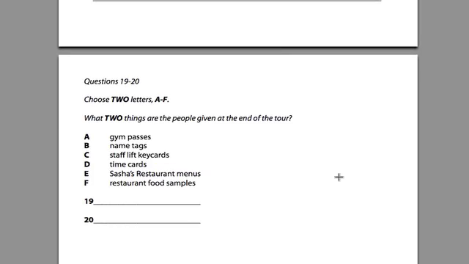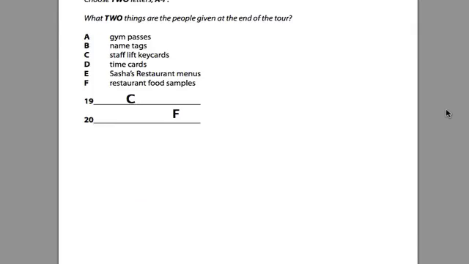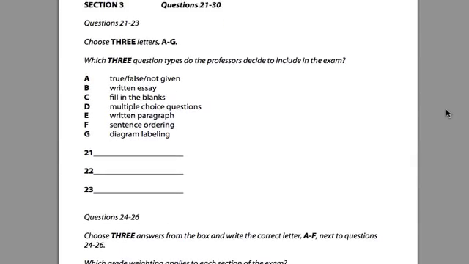And then he says going down to try some samples at Sasha's restaurant. So the correct answers here would be staff lift key cards, letter C, and F, restaurant food samples. This is where they're not getting menus, they're getting samples. Okay, so C and F were the correct answers. Okay, let's proceed to the next section.